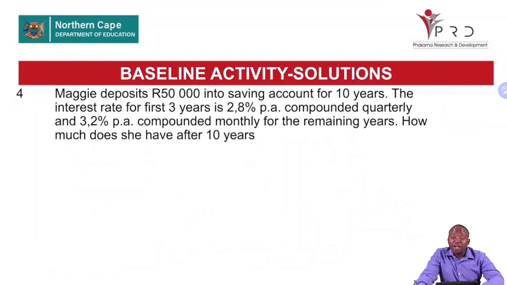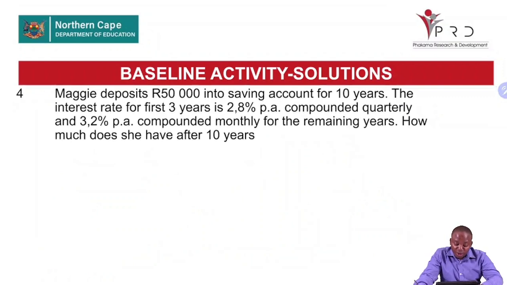Let us move on to the last question of our baseline. Now, on the last question we are having, Mikaela deposits 50,000 rand into the account for 10 years. The interest rate for the first 3 years is 2.8% per annum compounded quarterly and 3.2% per annum compounded monthly for the remaining years. How much money does she have after 10 years?